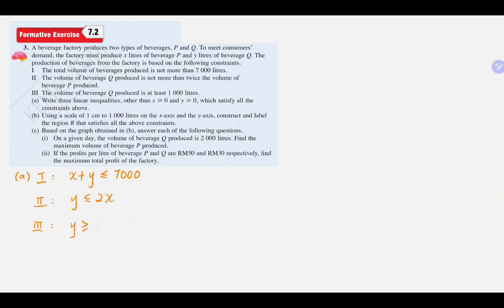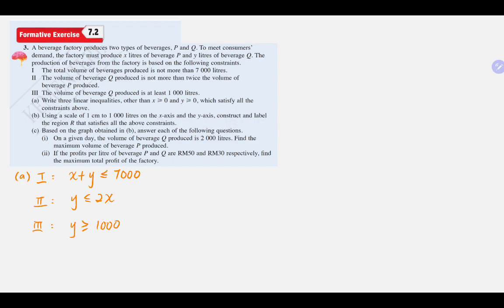So number 1, the total volume of beverage produced is not more than 7,000 liters. So x plus y should be less than or equal to 7,000. Number 2, the volume of beverage Q produced is not more than twice the volume of beverage P produced. So y must be less than or equal to 2 times x. Number 3, the volume of beverage Q produced is at least 1000. So we only focus on beverage Q, which is y. So y must be greater than or equal to 1000.